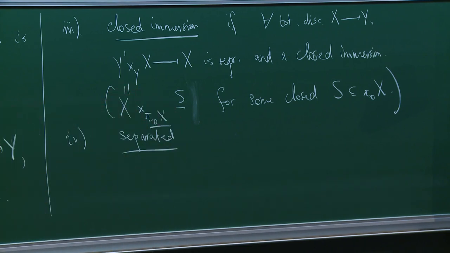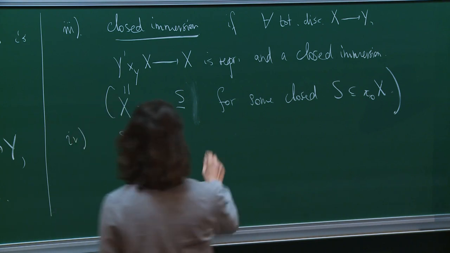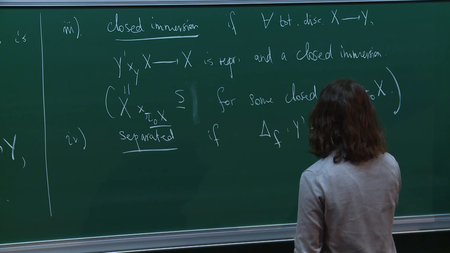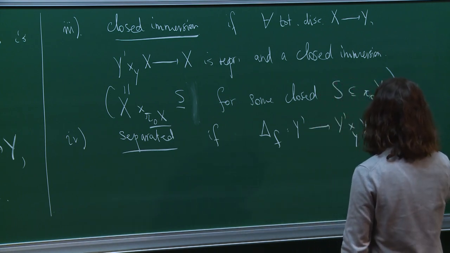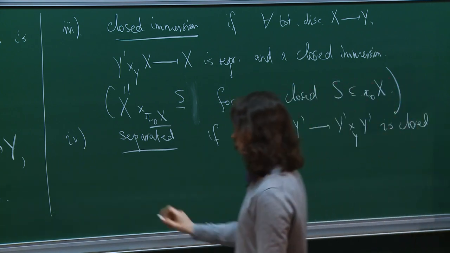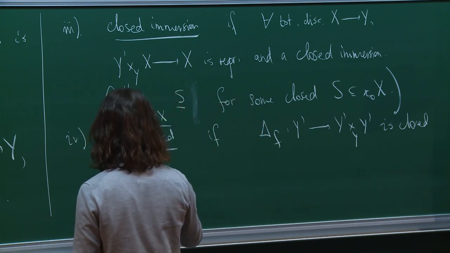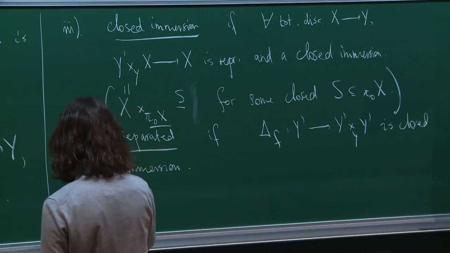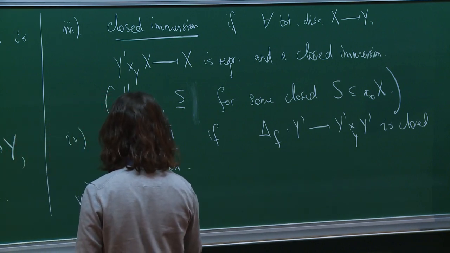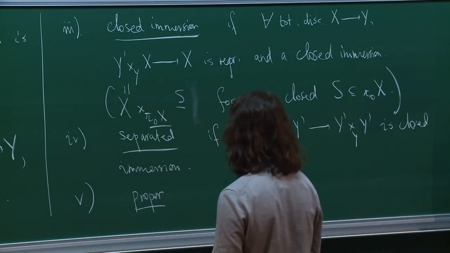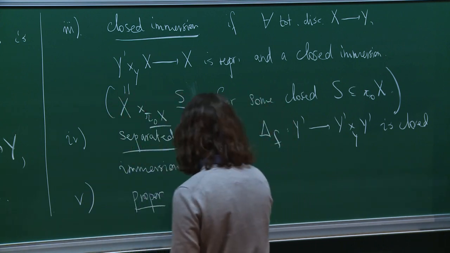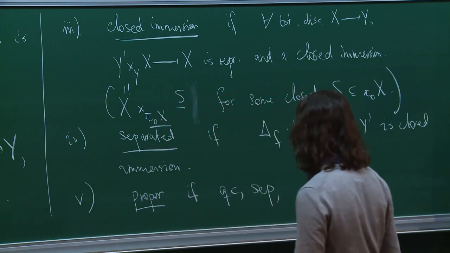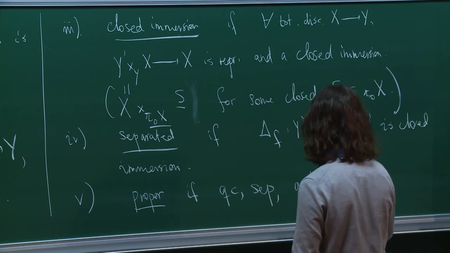It's separated if the diagonal is a closed immersion. And while we're at it, let me also define properness right now. It's proper if it's quasi-compact, separated, and universally closed.